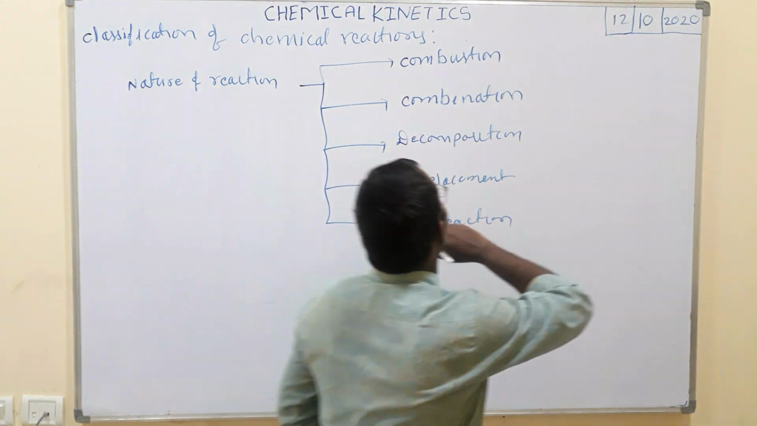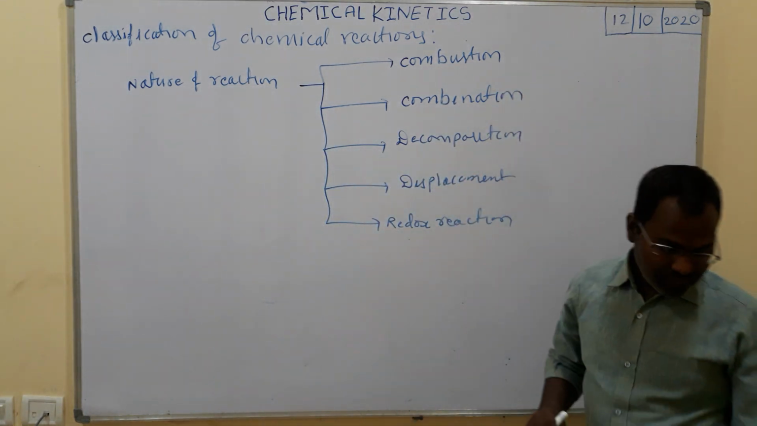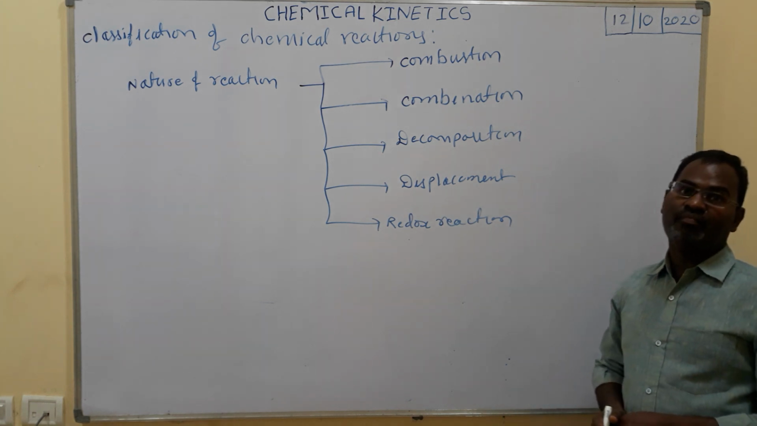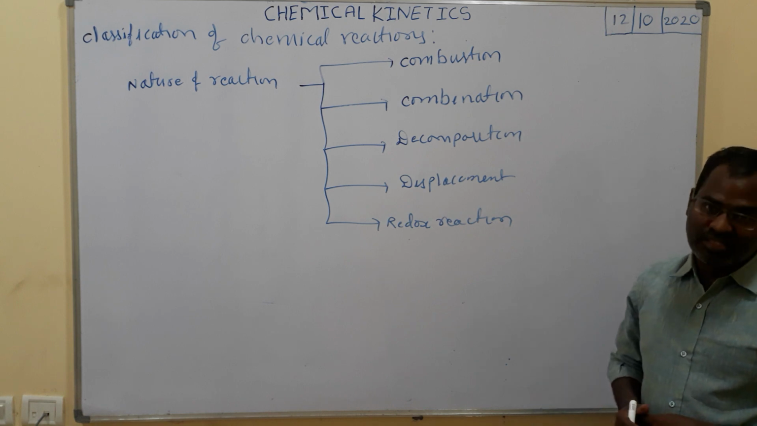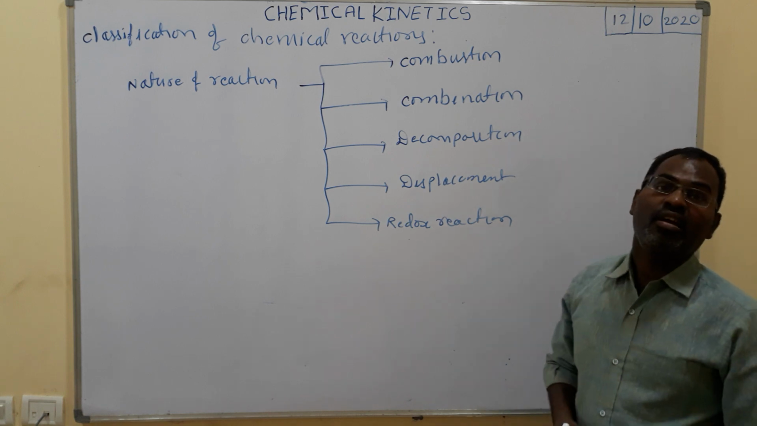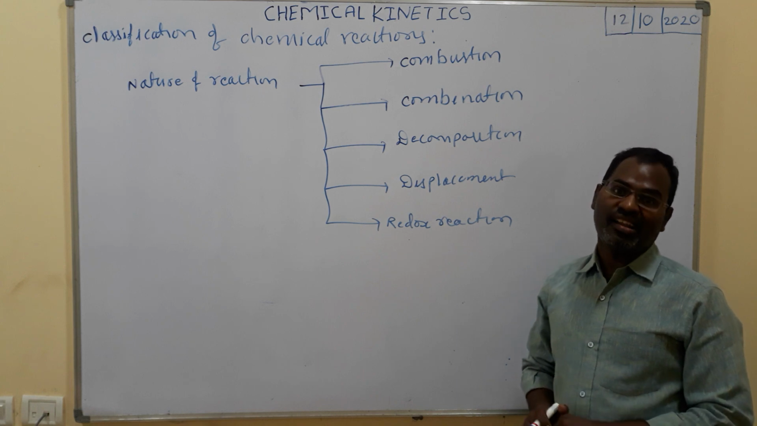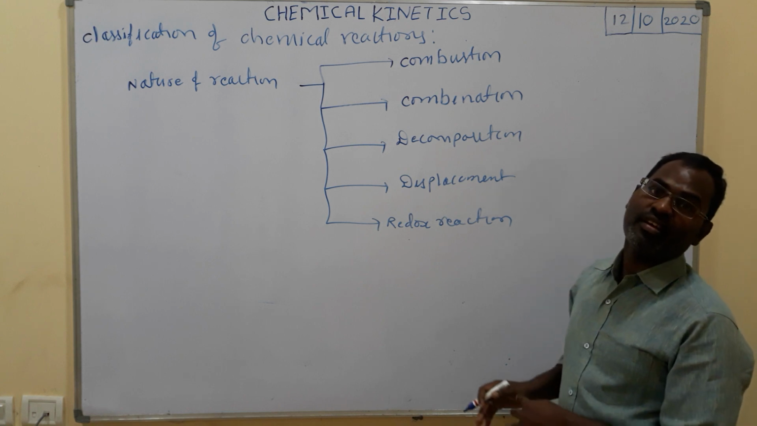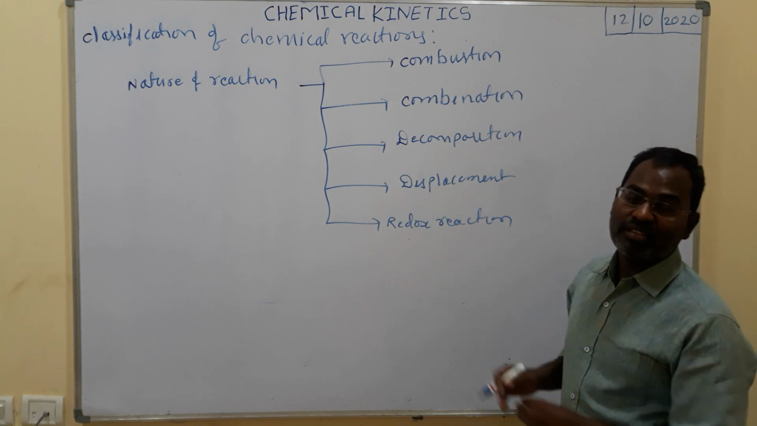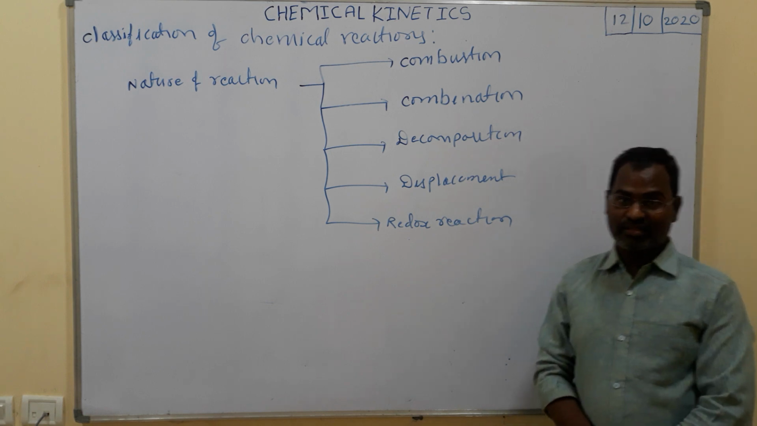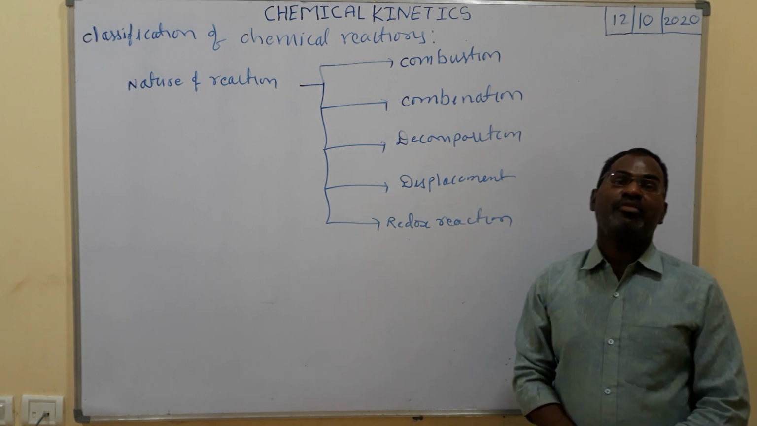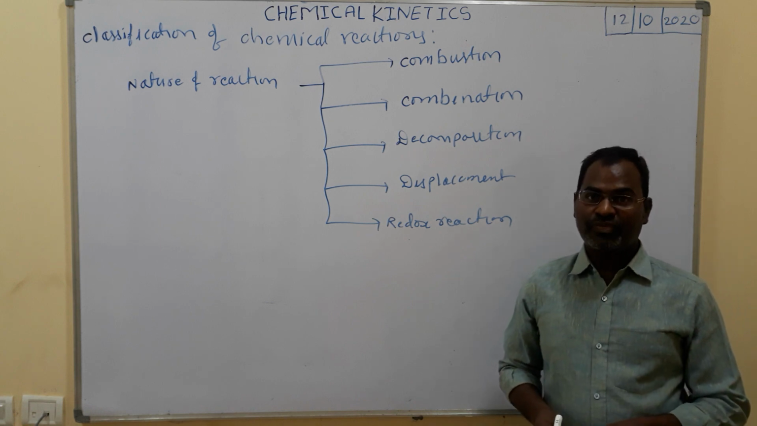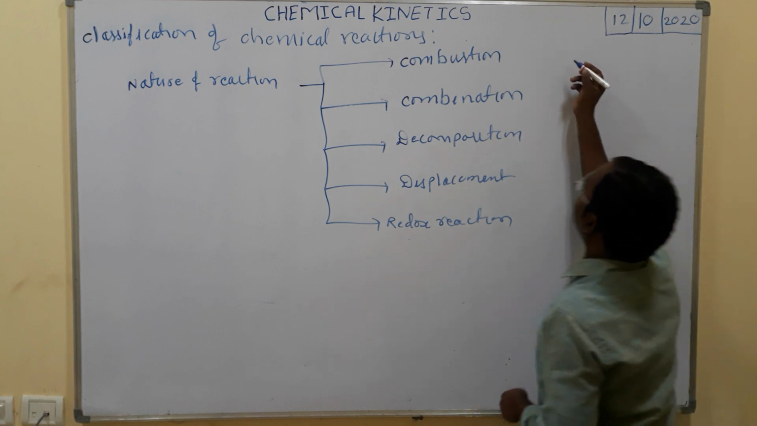Now let us take the combustion reaction. If a chemical compound is combined with oxygen, then it is called combustion. For example, take alkanes or alkynes, which are simply hydrocarbons, combined with oxygen. Then we get carbon dioxide and water. It is the best example of a combustion reaction. Combustion reaction means a chemical reaction in which a material combines with oxygen.